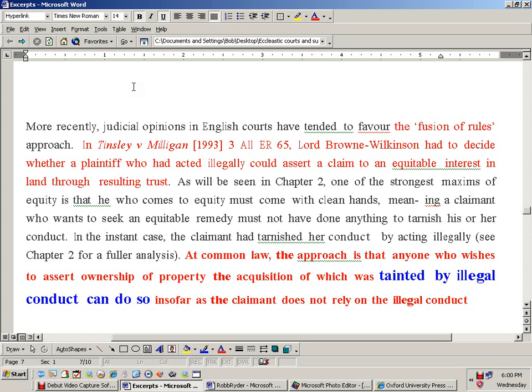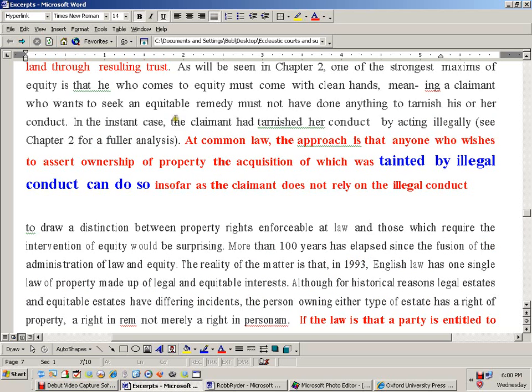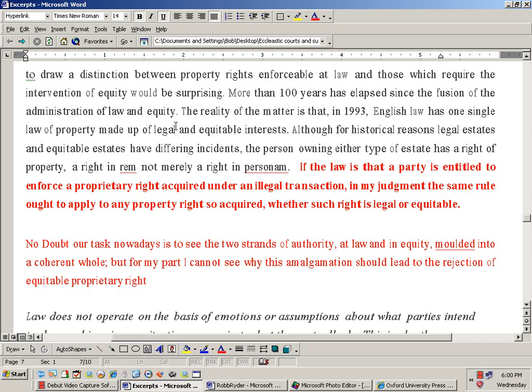At common law, so that's an equity. At common law, the approach is that anyone who wishes to assert ownership of property, the acquisition of which was tainted by an illegal conduct, can do so, insofar as the claimant does not rely on the illegal conduct. They're going to rely on the fact they got the title. I'm not going to say we got it by fraud. You got to tell them they got it by fraud in a court of equity. To draw a distinction between property rights enforceable at law and those which require intervention of equity would be surprising.